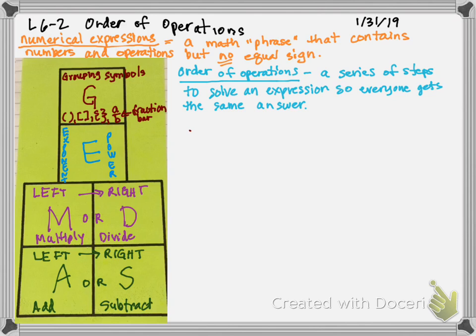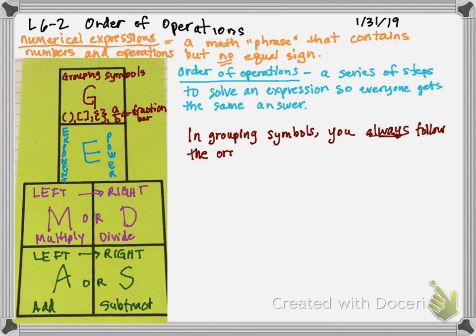Now, here's something that can come up when I have grouping symbols. In grouping symbols, I may have more than one operation to solve. Okay? So guess what? In grouping symbols, you always follow the order of operations. So the order of operations take place across a problem and within any kind of grouping symbol inside the problem.